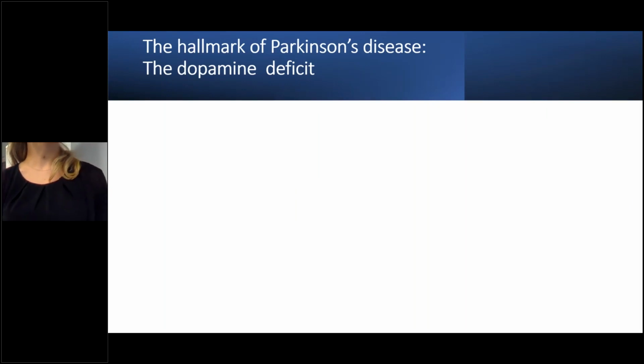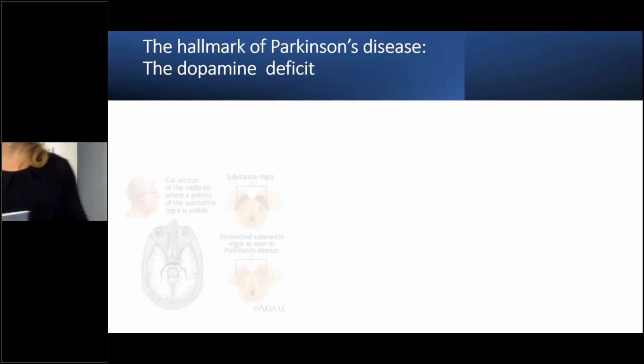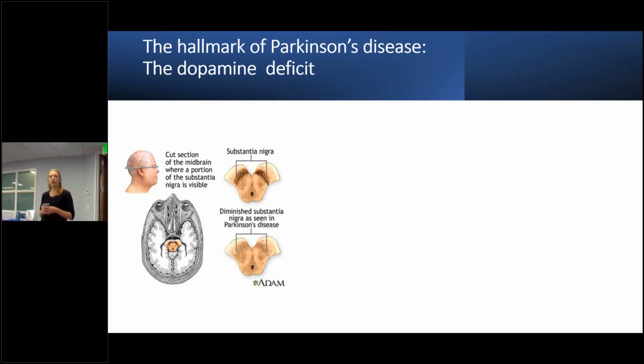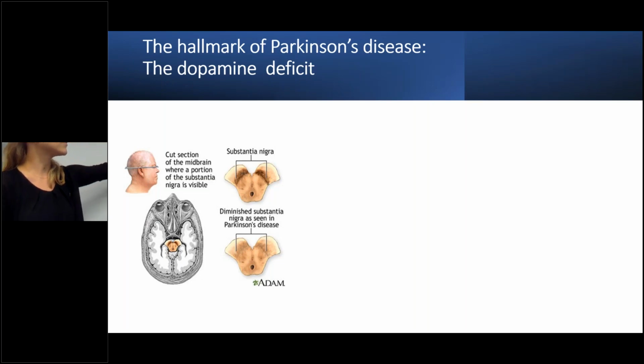So the crux of the problem in Parkinson's is this dopamine deficit, like we talked about, that chemical in the brain. And if you took a look at a brain of a person who had Parkinson's, you would see that there is an actual visible difference in this area of the brain called the substantia nigra. And this image is showing you that.